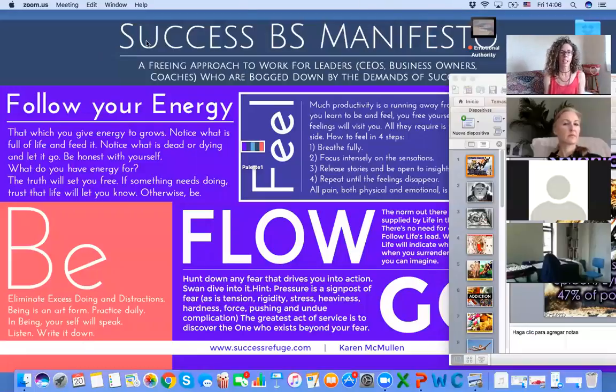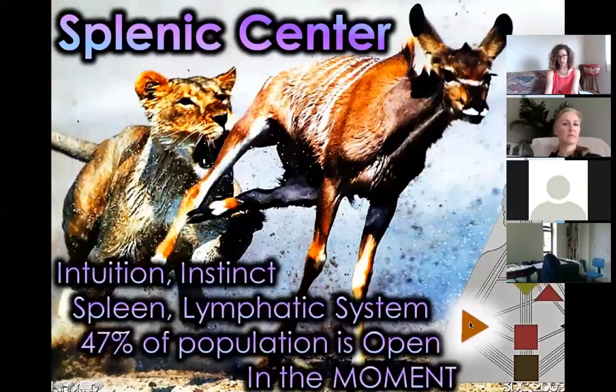All right, so the spleen. In the chart, you'll see the center on the left-hand side, and it will either be defined or undefined. And this center is all about instinctual intuition for survival. Even just looking at this slide, you can think about it in terms of, this impala is not thinking about its survival. It is instinctually, at a body awareness level, responding to this cat that's chasing it.